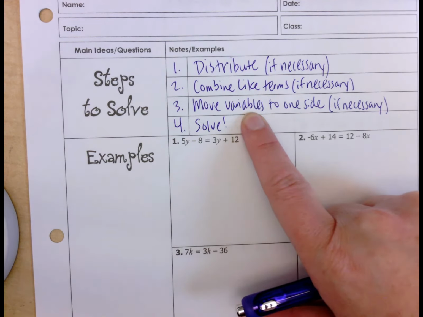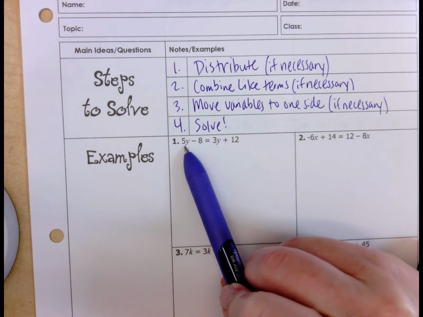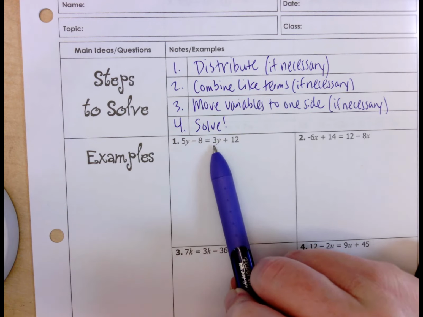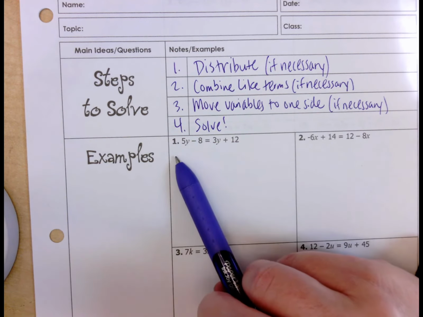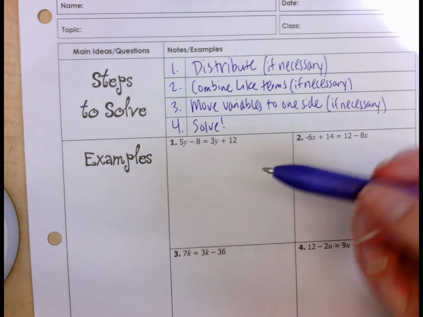This one says to move variables to one side. So I have a 5y on the left and I have a 3y on the right. So I do need to get them onto one side or the other. So I'm going to choose to move mine to the left. You can do it either way, move to the left or move to the right. All right, so we're going to move to the left.